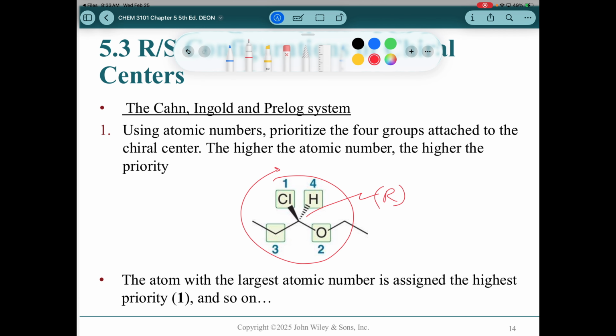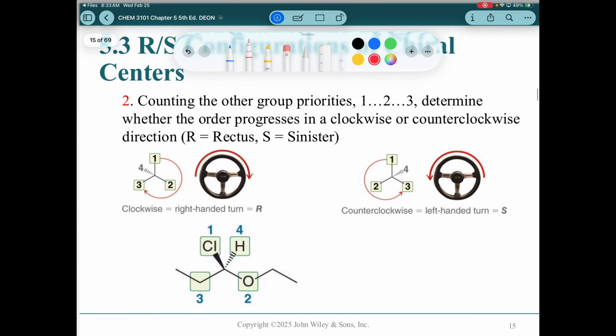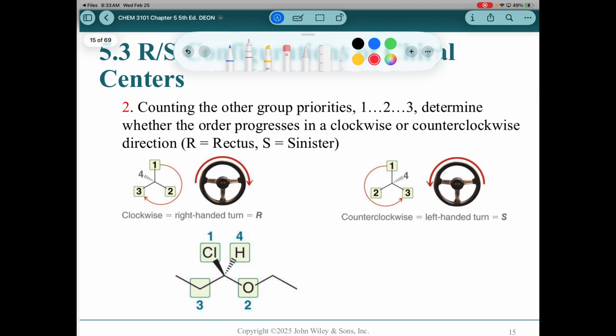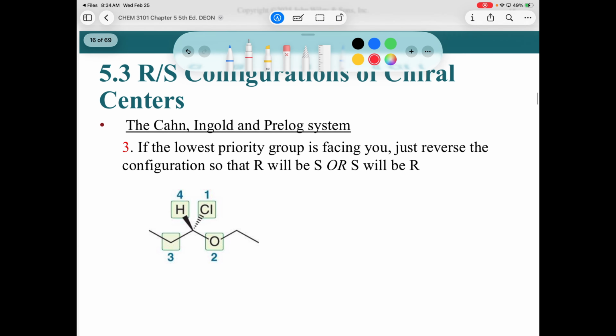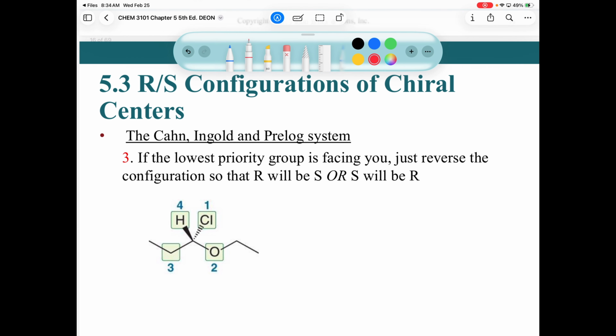Okay? Now, counting the groups, 1, 2, 3, determine whether the order progresses clockwise or counterclockwise. So R, rectus, the steering wheel is going to the right. Left-handed turn, counterclockwise. Cool? All right. Now, if the lowest priority group, so this is going to address your question, is facing towards you, if you look at YouTube or other chemistry textbooks or talk to other people, you're going to get different answers sometimes.